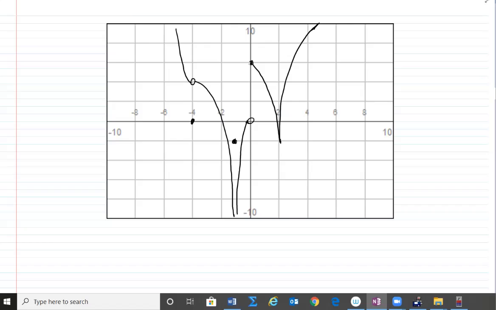Here we have another example, and this is a graph of f of x. We want to identify which values of c does this limit exist. Okay, where does this exist?